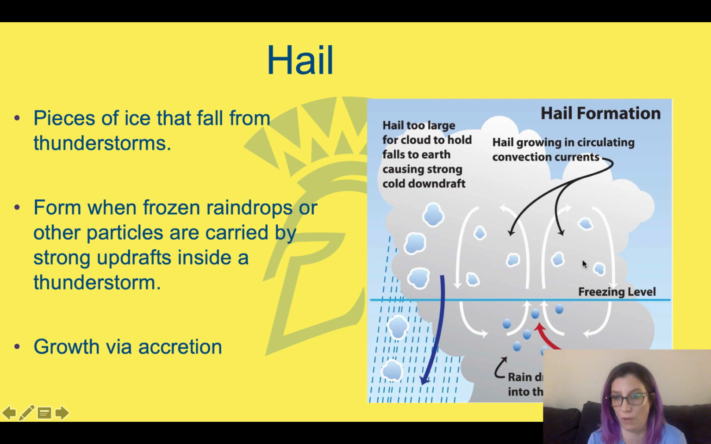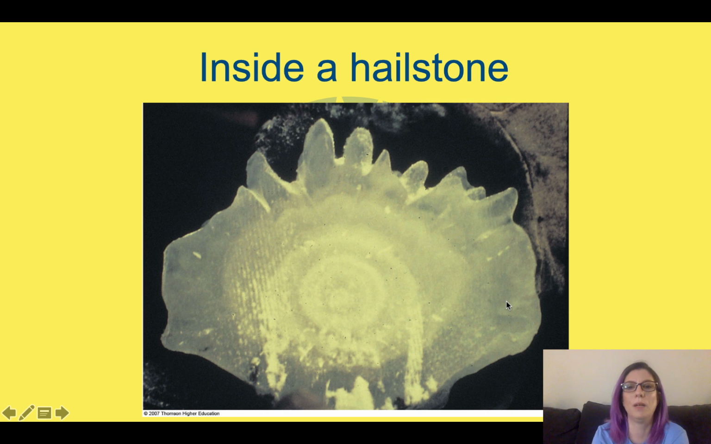Then it falls and goes below the freezing level, so it melts a little bit, picks up maybe some more water droplets, and then it gets picked back up by the updraft, because in a cumulonimbus cloud, the updraft is really strong. There's a lot of circulation going on. So then it goes above the freezing level again and refreezes, and it just keeps going around and around and around inside this cloud until it eventually gets so heavy that the updraft can't support it anymore and it falls out.